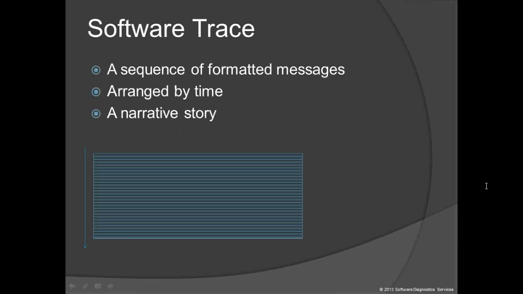For our purposes, a software trace is just a sequence of formatted messages sent from running software. For example, an event log or intercepted and formatted API requests, such as a log from the Process Monitor tool or a network trace. They are usually arranged by time. It can be considered as a software narrative story.